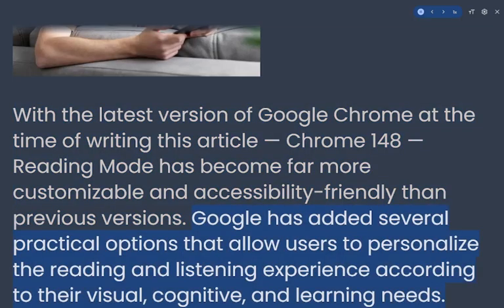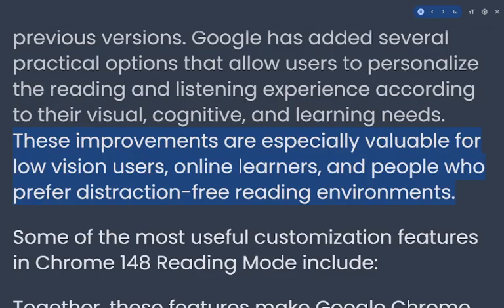Google has added several practical options that allow users to personalize the reading and listening experience according to their visual, cognitive, and learning needs. These improvements are especially valuable for low-vision users, online learners, and people who prefer distraction-free reading environments. Some of the most useful customization features in Chrome 148 reading mode include.